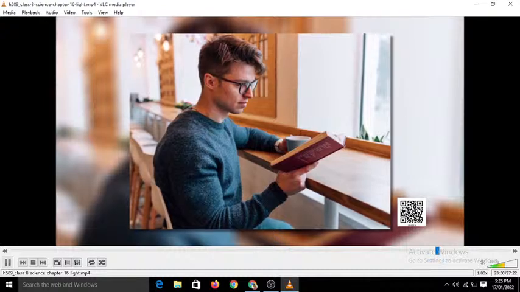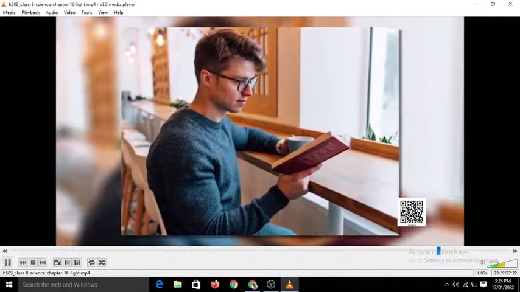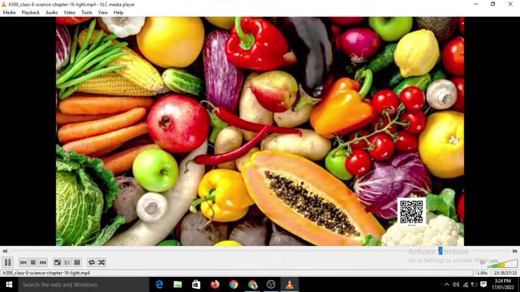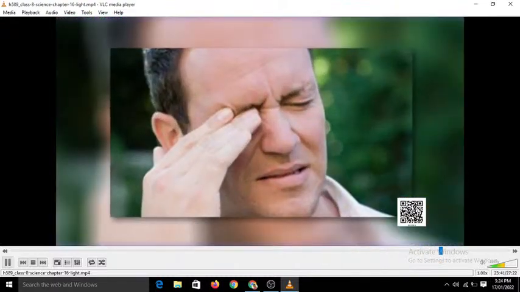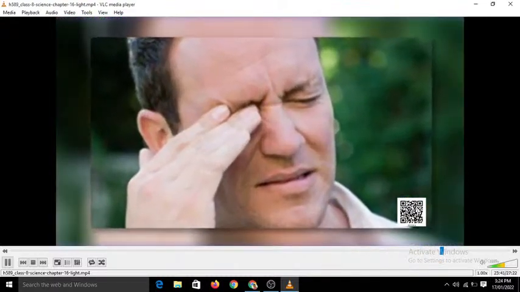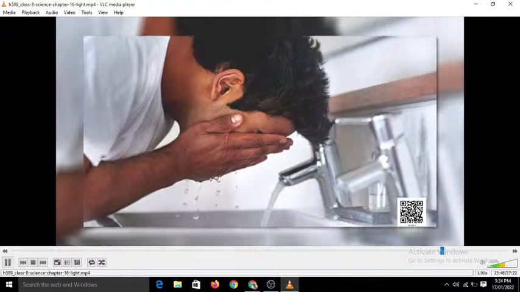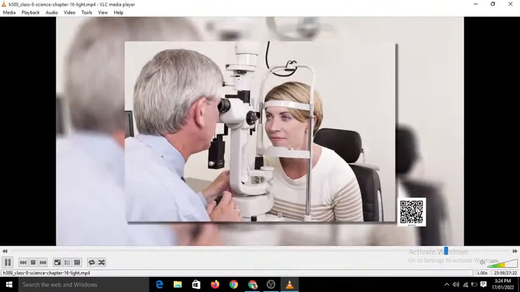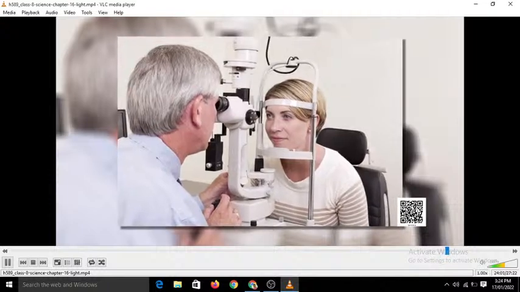Always read at the normal distance for vision. One should include diet components which have vitamin A. If particles of dust go into your eyes, wash your eyes with clean water. Do not look at the sun or a powerful light directly. If there is any problem, you should go to an eye specialist.